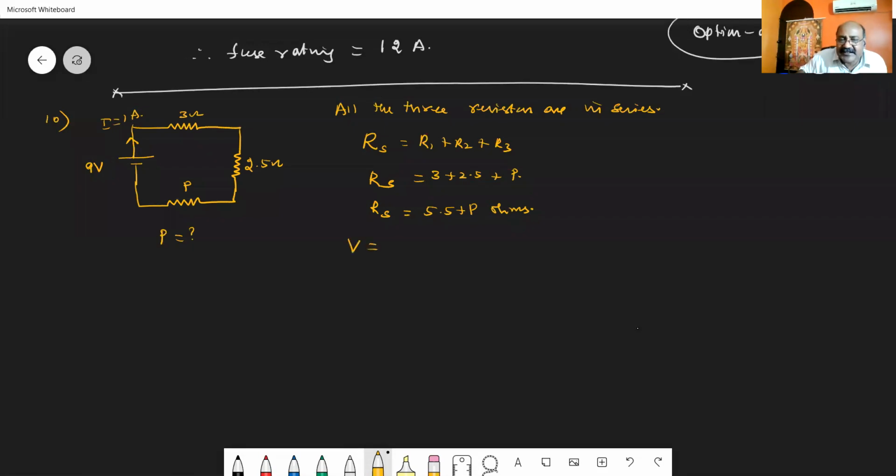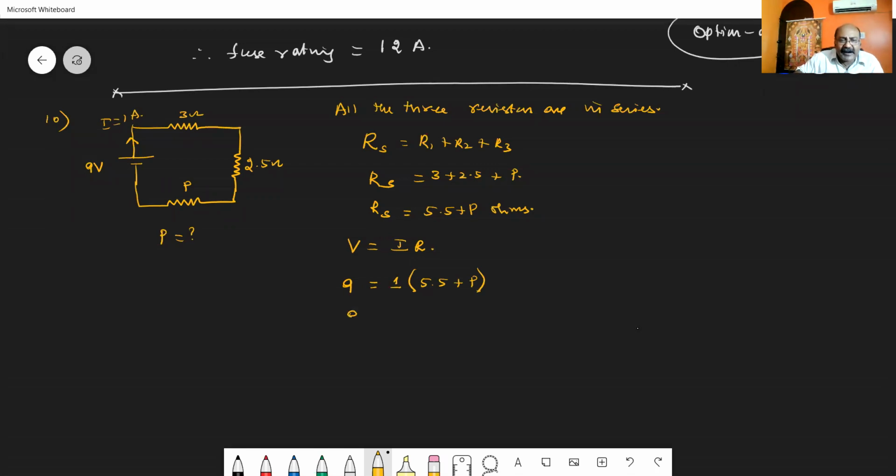We know that voltage V is equal to I into R. From this, I can calculate the value of R. You just substitute. What is the value of V? V is 9 volts. What is the value of I? I is 1 ampere, it is given. What is the value of R? It is 5.5 plus P. Now simplify.